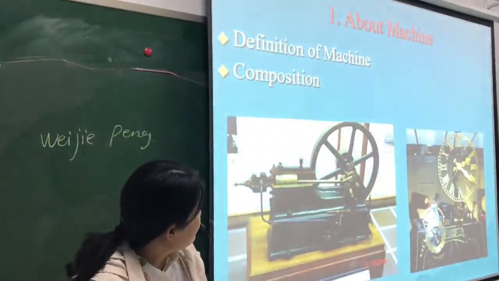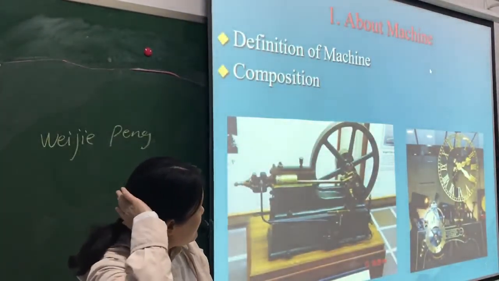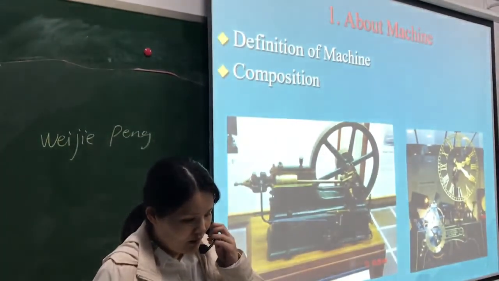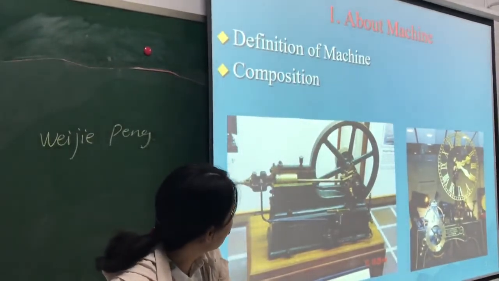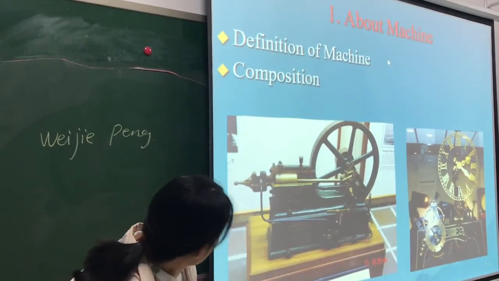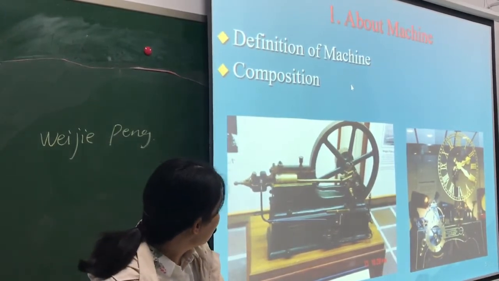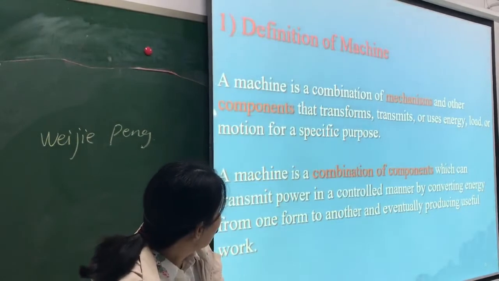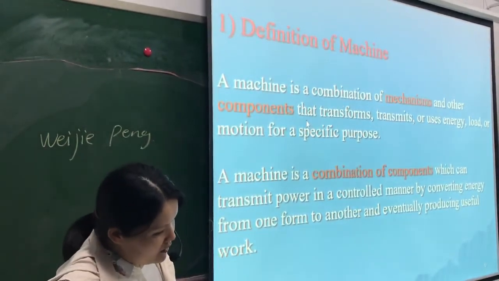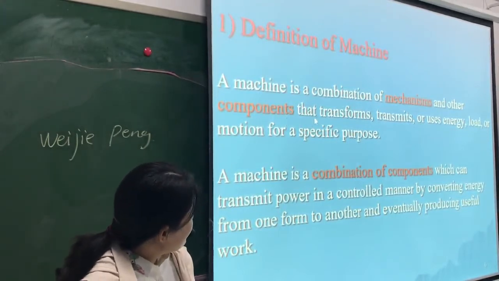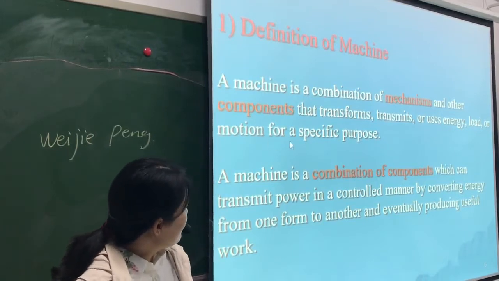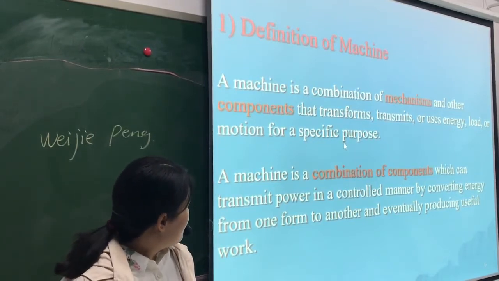Okay. The course is mechanical design. Now let's look at the design and implementation of machines. A machine is a combination of components that transforms, translates, or uses energy, load, or motion for a special purpose.